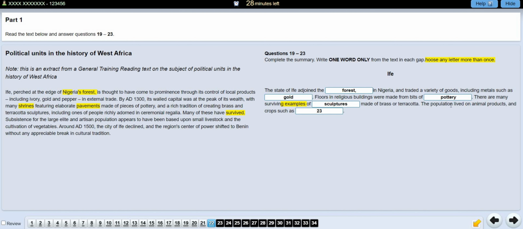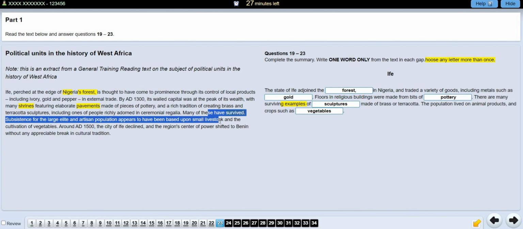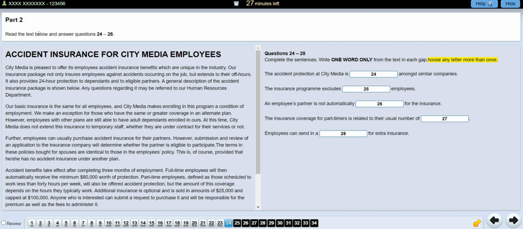Okay. The population lived on animal products and crops, such as livestock and the cultivation of vegetables. Simple as that. Crops such as vegetables. Talking about the animal products, which are the livestock, and that is it. Okay, going to the next one.